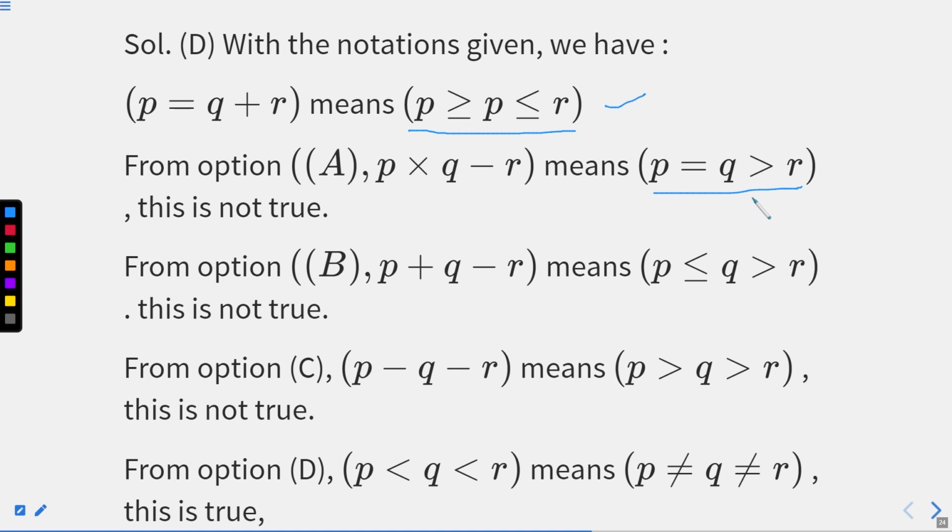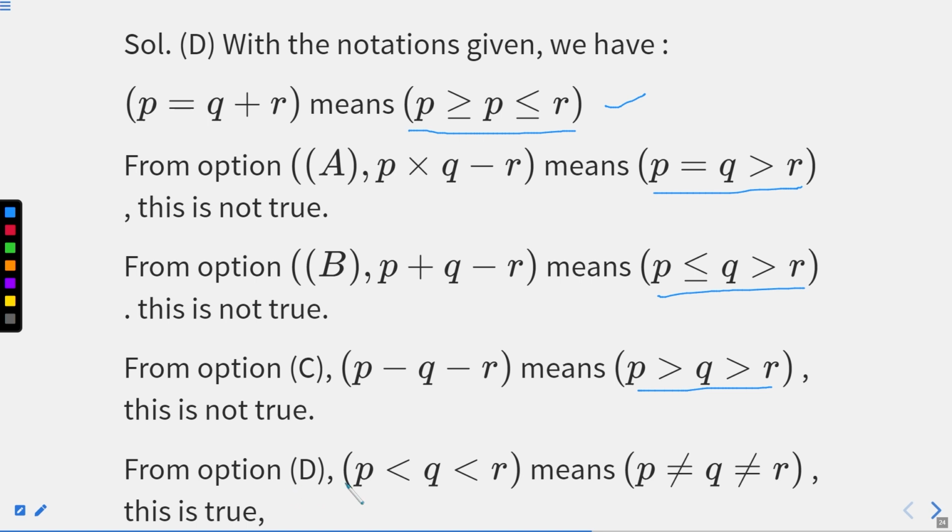This is not satisfying. When it comes to option B, we are having P plus Q minus R, which is again not satisfying the expression which is required, right? Similarly, in option C, this is there, which is again not satisfying because we didn't have any equals to sign here, and that too is a greater part, right?